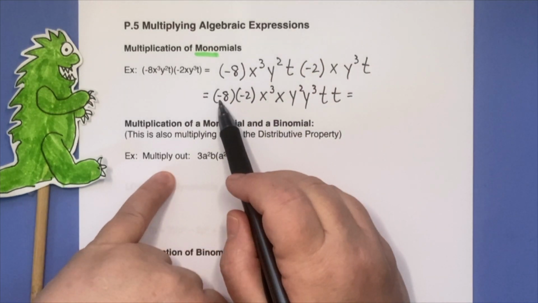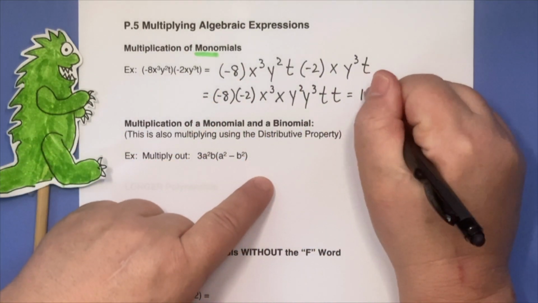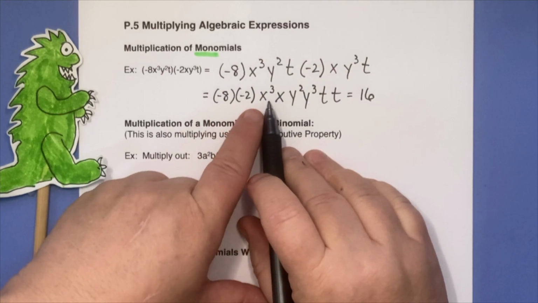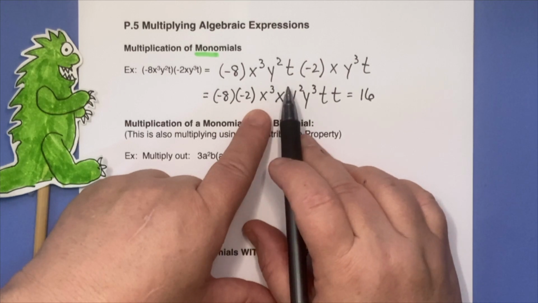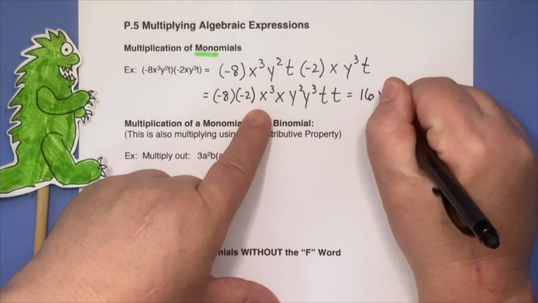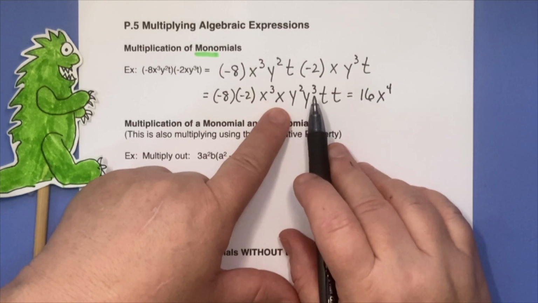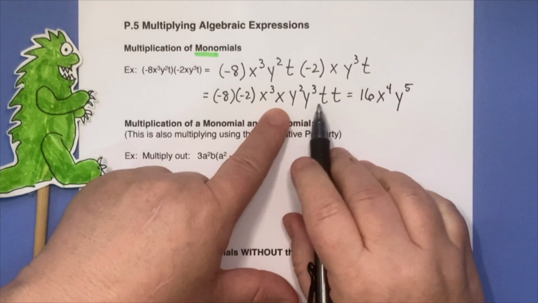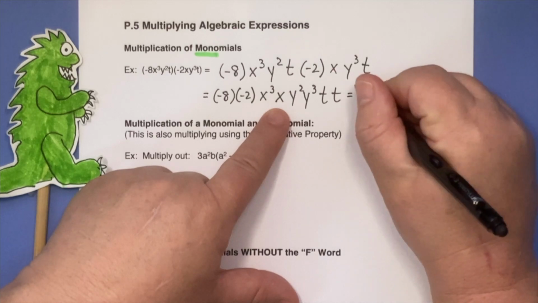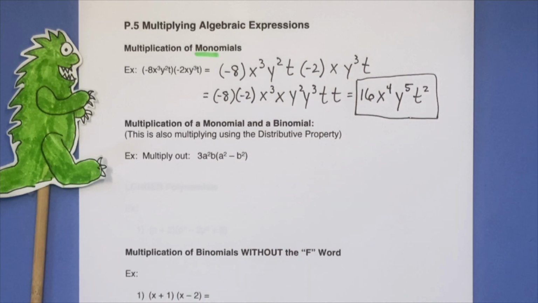And then I know -8 times -2, two minuses, make a plus. So I've got +16. I've got 3 x's, x cubed and another x, and they're all multiplied together. So 3 plus the 1 x here, I've got 4 x's all together. 2 y's, y times y, and then 3 y's, y times y times y. So all together, 5 of them, y to the 5th. And then I've just got the 2 t's, so I write that as t squared, and I'm done. Yay! So multiplying two monomials is actually pretty straightforward.